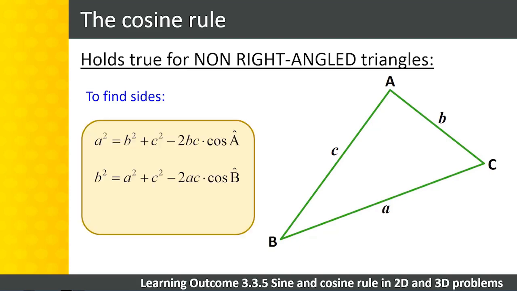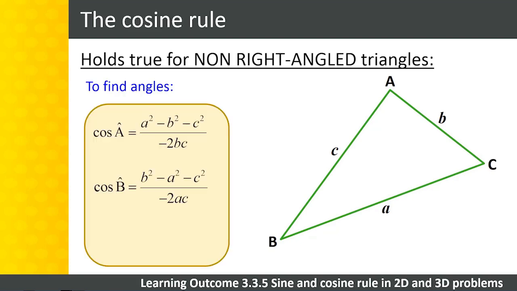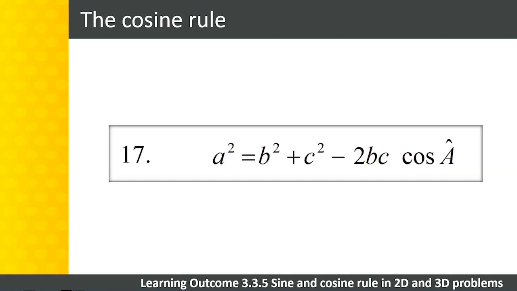They change depending on the required side. To find angles, we apply these formulae. They change depending on the required angle. The cosine rule formula is on the exam formula sheet. Students can easily work out the formula for the required angle or side by rearranging this version.